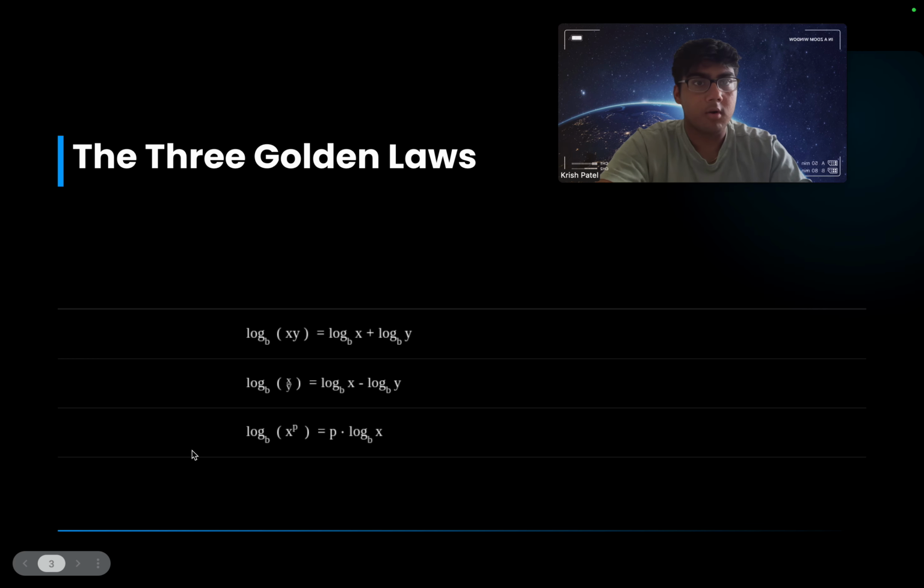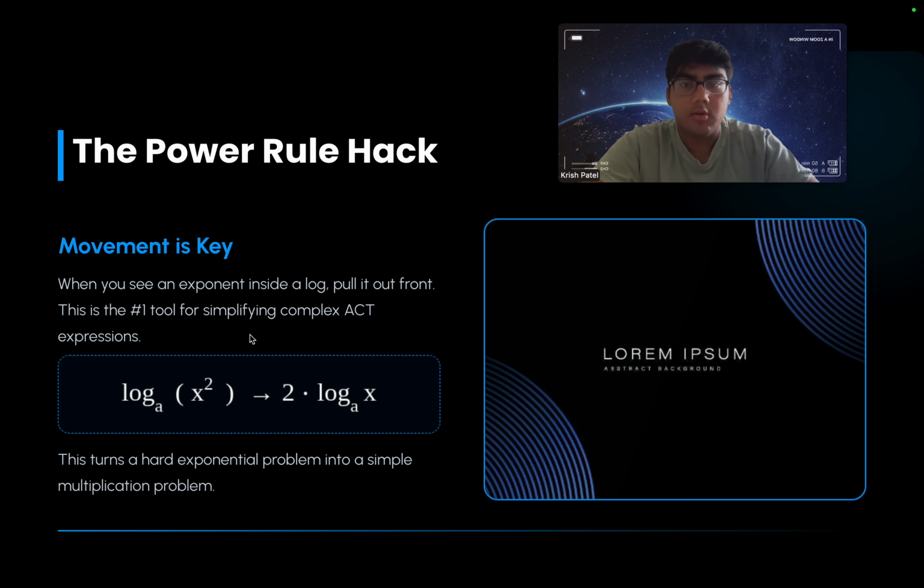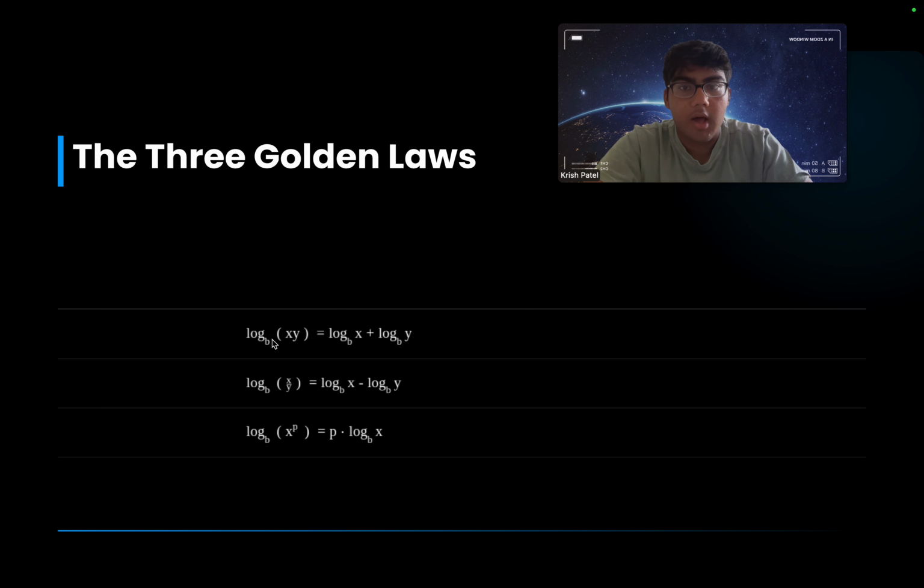And then these are your golden rules I really need you to know for the ACT specifically. There are a lot more, but these are what you need to know. So when you have log base b of xy, you can just add them: log b x plus log b y. When you have log base b of x divided by y, think of exponents, you can just subtract them.